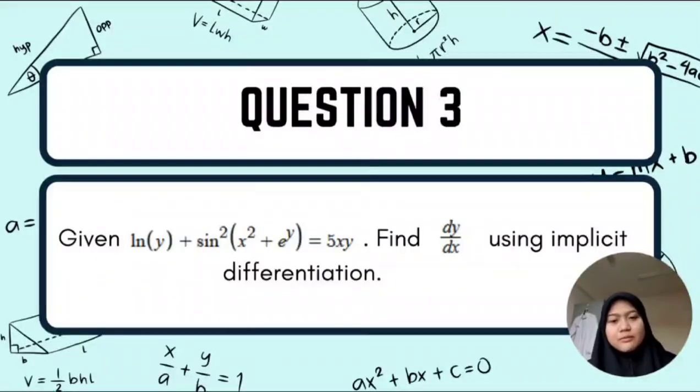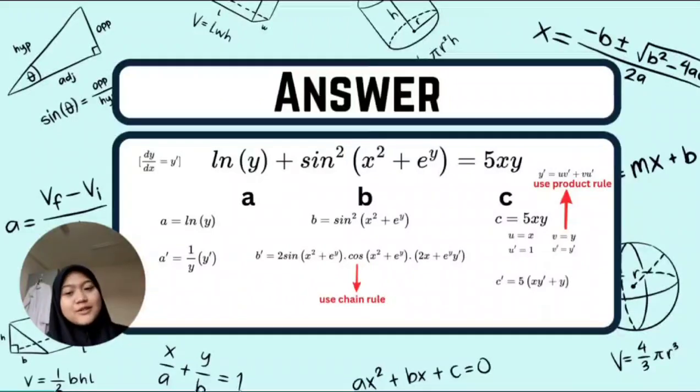Given ln y plus sine squared of (x squared plus e to the power of y) equals 5xy, find dy/dx using implicit differentiation. So do you think how we have to solve this question? Let's go. Are you ready? Let's start. First we have to divide this equation into 3 parts.